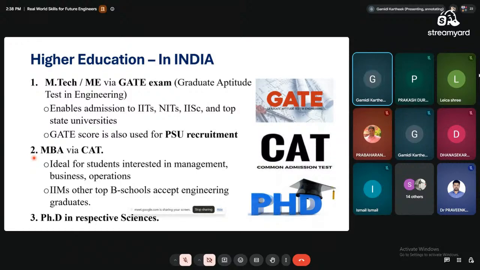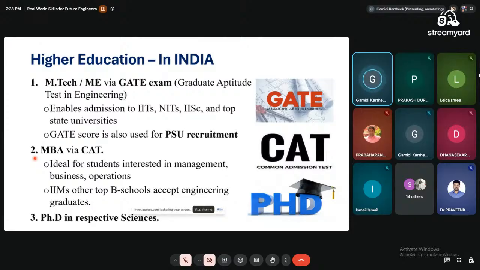At the same time, the GATE score is valid for PSU recruitment. PSUs like BHEL and BEL, all the big government sector undertakings, are asking for GATE rank and GATE score for providing jobs. Earlier, BHEL used to conduct its own examination separately and hire people. Now their recruitment pattern has totally changed. They are asking for GATE qualification and GATE score for getting placed in their company like BHEL, not only BHEL, but other companies as well. So you can either pursue higher education through GATE or get a good job in the government sector through GATE.